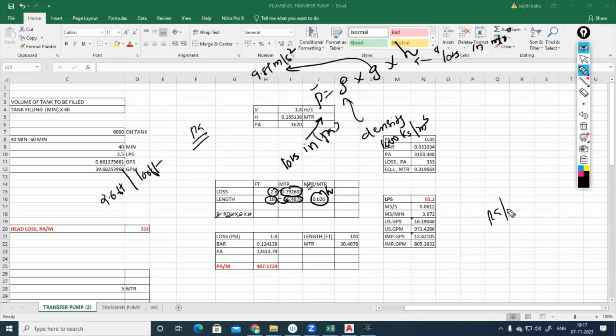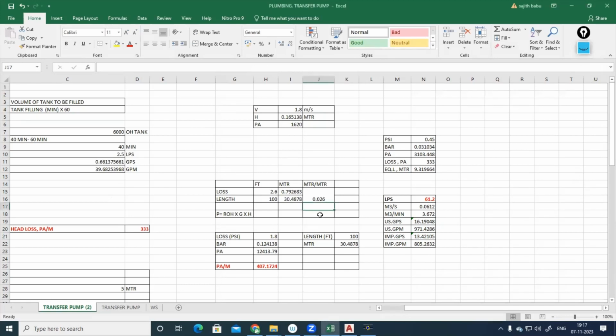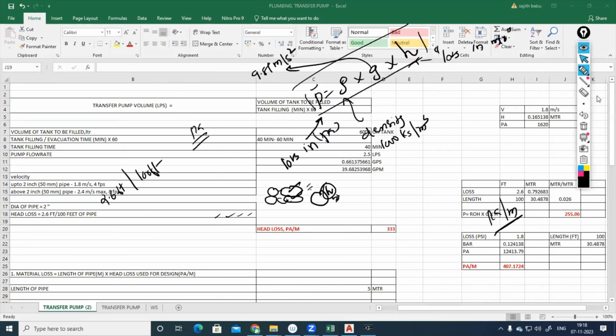But we need the pressure drop in Pascal per meter, for 1 meter. So loss divided by length of pipe, 0.79 divided by 30.48. Each meter of pipe length, 0.026 meter of water column will come. This is H. So from this equation, you can find it. Now the pressure drop is equal to rho G H. Rho is 1000, G is 9.81, H is this one.